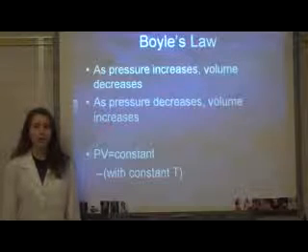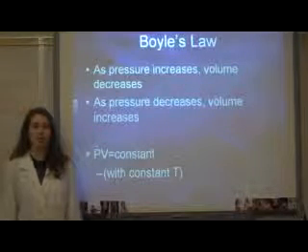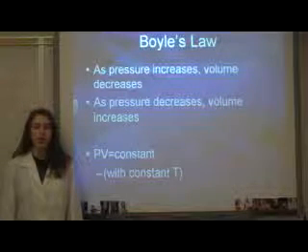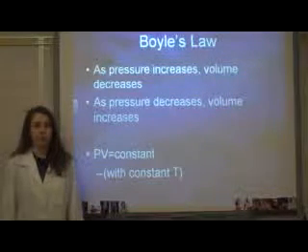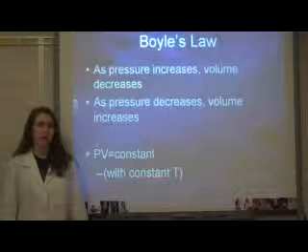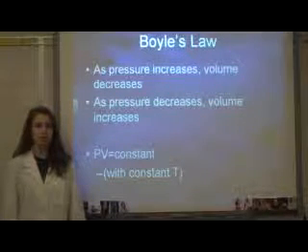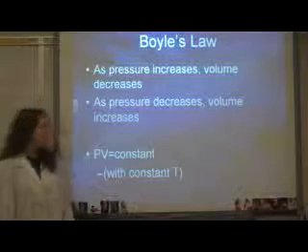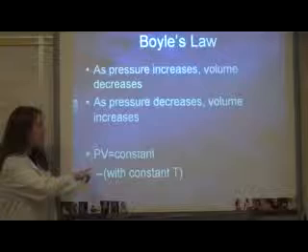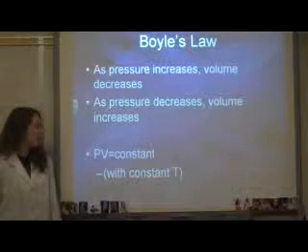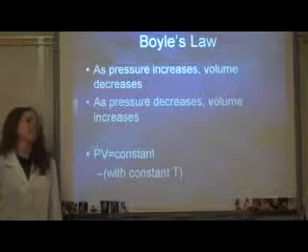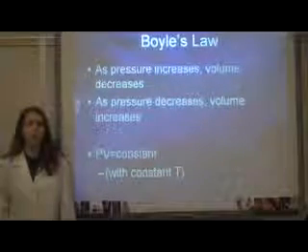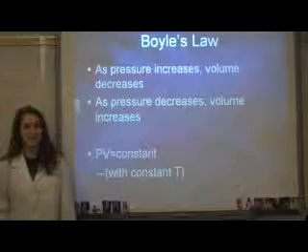Okay, first we're going to talk about some basic gas laws. We'll start with Boyle's law, which states at a constant temperature, pressure and volume have an inverse relationship. So when pressure increases, volume decreases, and when pressure decreases, volume increases. So you can see we have a little equation, PV equals constant. So when temperature is constant, PV have an inverse relationship. We're going to do a demo to explain Boyle's law in a second.